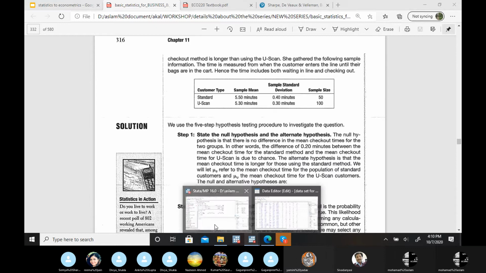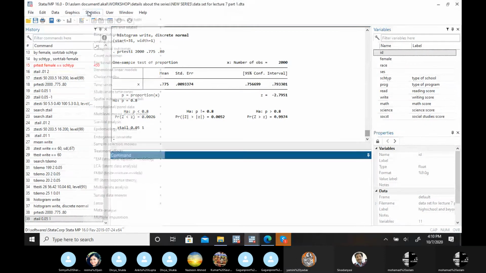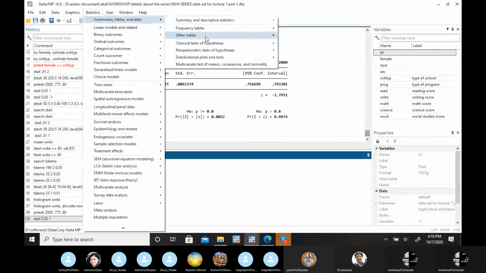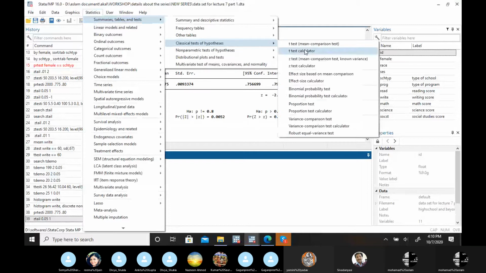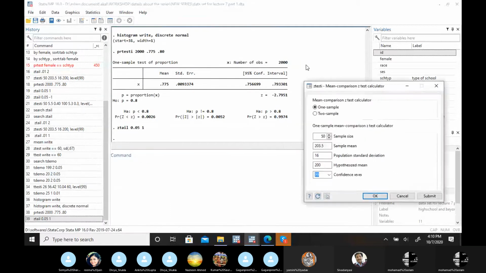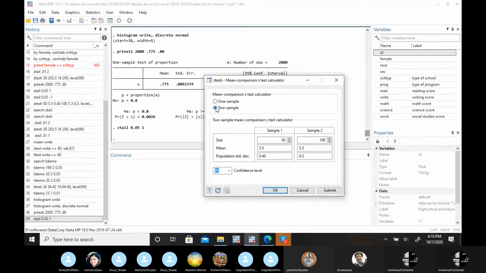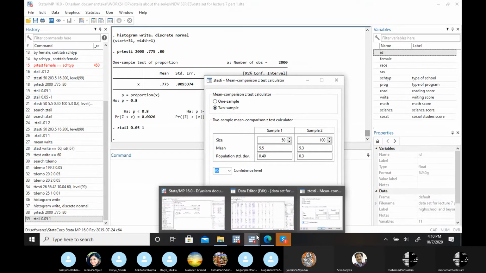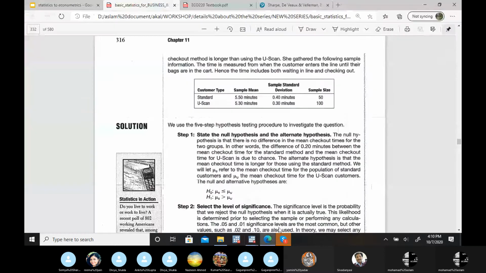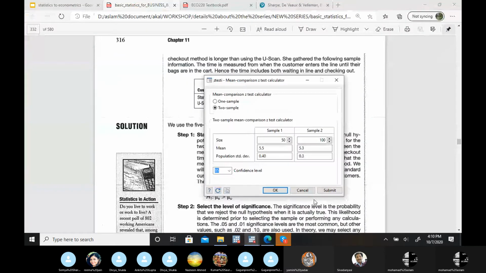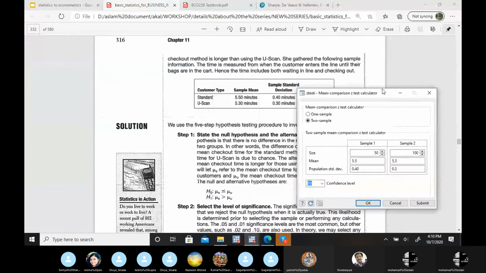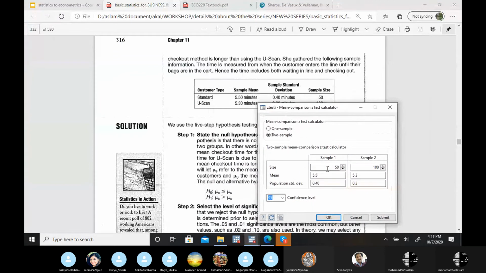So again, statistic, classical test of statistics, Z-test calculator. I would say two sample. I think I already entered the information, but you have to enter the information. First sample size is 50. Its mean is 5.5. Its population standard deviation is 0.40.